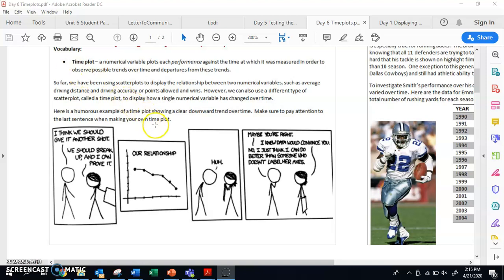So basically, what we're going to be doing is taking a numerical variable and observing it over a period of time that we want to see. Is there any trend? Is it going up in a significant fashion? Is it going down? Or is it just kind of going up and down? There's really no clear direction that this data is taking.